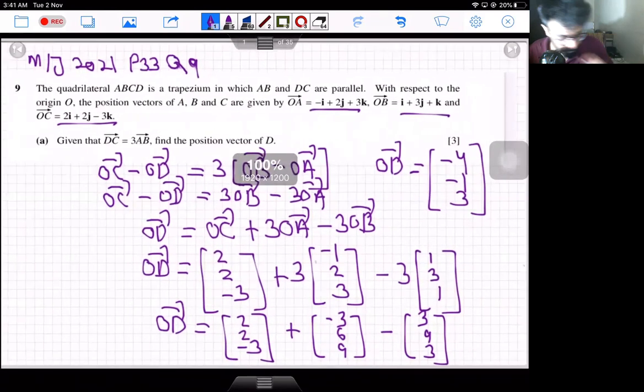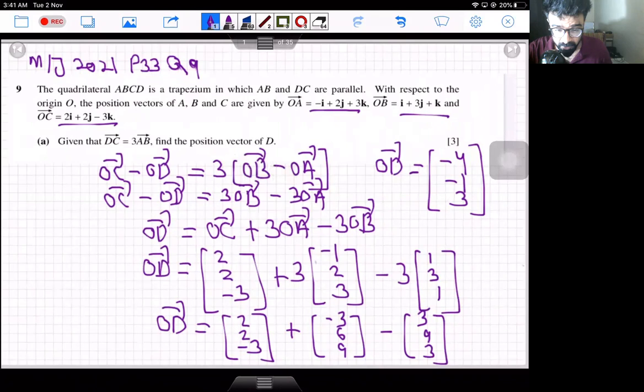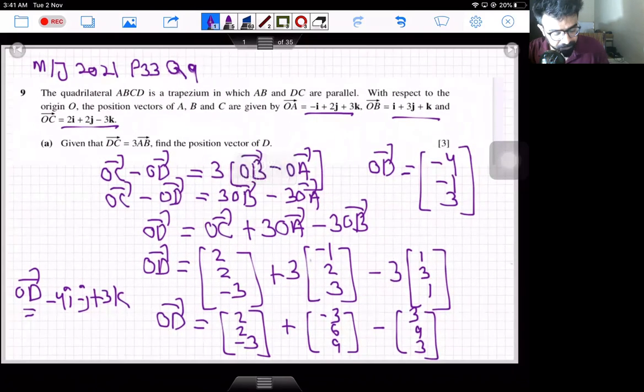You can also write your OD vector in the form of i, j, and k. So OD is equal to minus 4i minus j plus 3k. This working is for 3 marks.